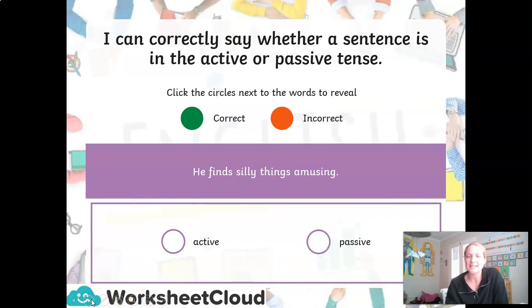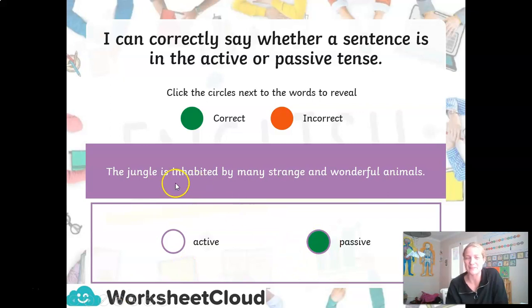He finds silly things amusing. Active or passive? Active. The jungle is inhabited by many strange and wonderful animals. Active or passive? Passive voice this time. The jungle is inhabited. There's your verb. And who's inhabiting it? What's the subject? Well, it's the strange and wonderful animals.